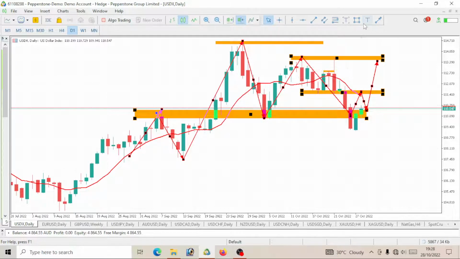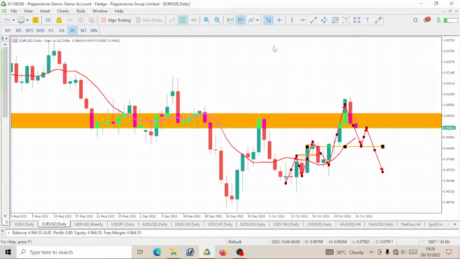We saw price test this level here once, tested here twice. So this week, we strongly believe it will actually come and test this level again. So USD index, or DXY, says we are bullish this week. So expect a bearish move on our Euro to USD, by the way.